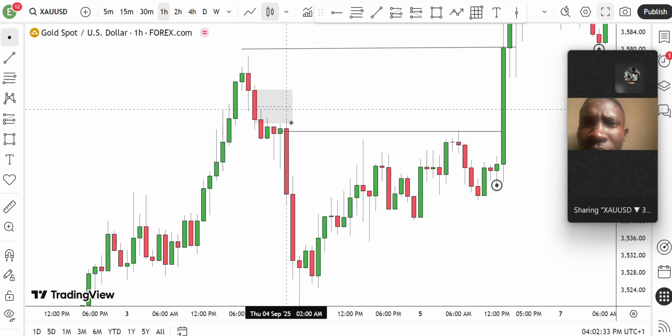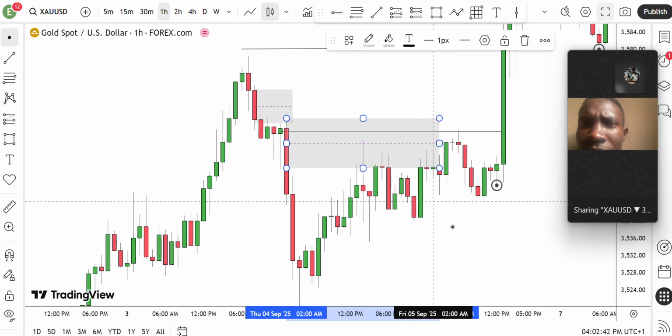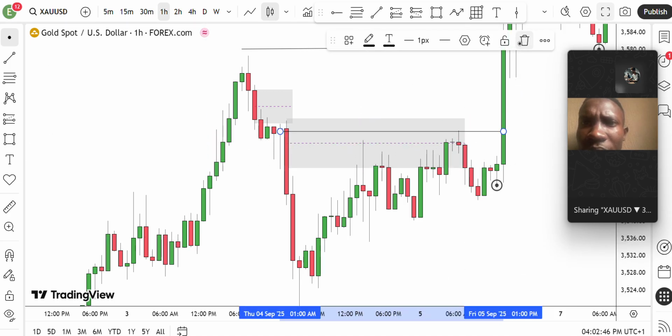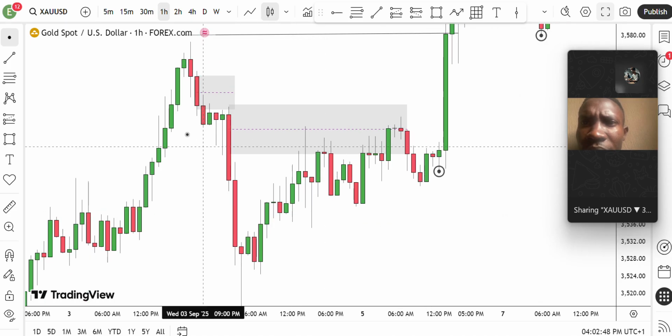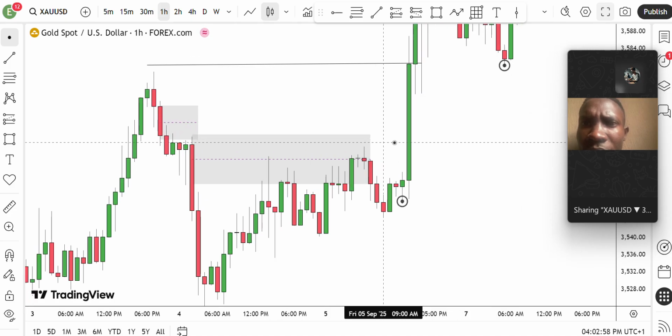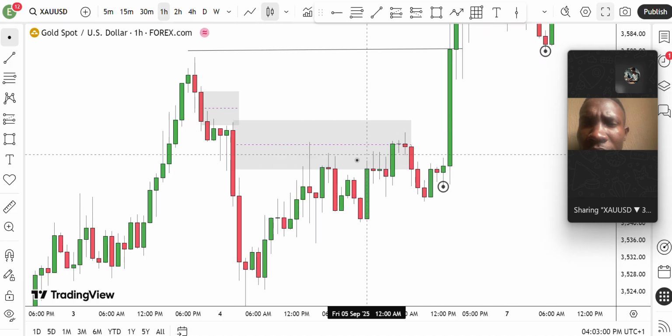And then after this one tapped and fell and did all of that, this one became the next one. That became the area of supply for these guys, and they were rejecting, rejecting until they were able to break through. Price went up from there.